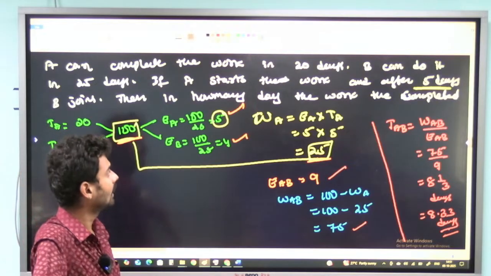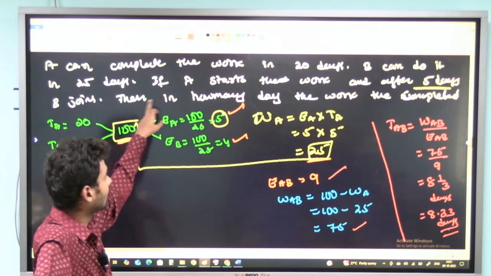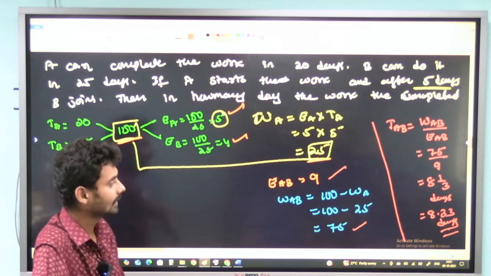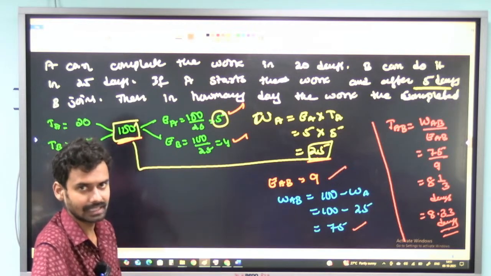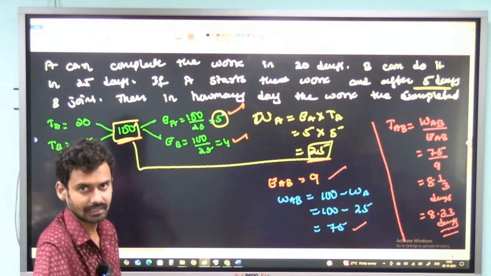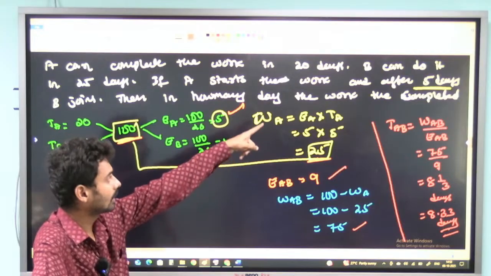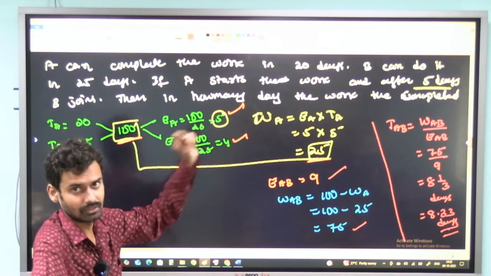But is it the final answer? See, the question is not asking in how many more days the work is completed. If the question were in how many more days the work is completed, then the answer would have been 8.33 days. But here the question is asking in how many days the work is completed. If they are talking about the work, they mean the complete work.